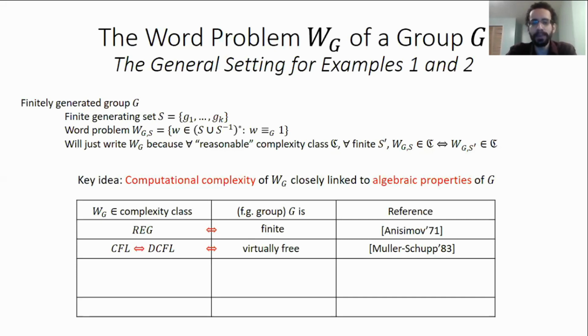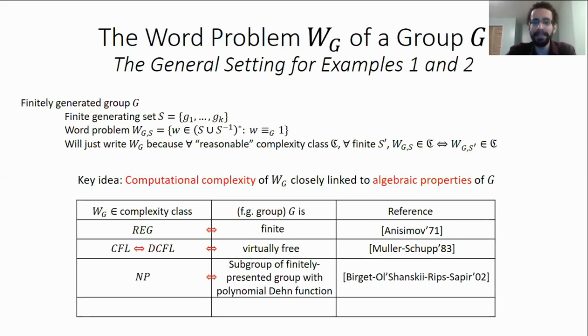Now, I certainly wouldn't want you to think that results like this are only known for automata models, finite automata, push-down automata, and so on, because in fact, it's known that the word problem of G is in NP if and only if G is a subgroup of a finitely represented group with polynomial Dehn function, where the exact property that G needs to have is not the terribly relevant point, and if you're not familiar with the terminology from group theory, that's quite all right. The key takeaway here is that this is an exact classification. The word problem of G is in NP if and only if G has a certain algebraic property.